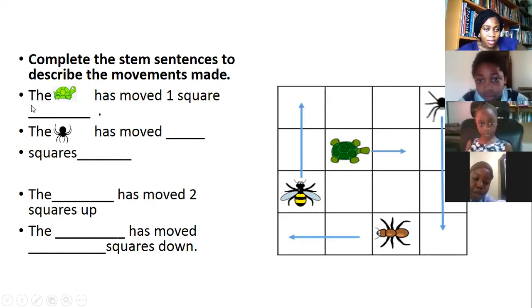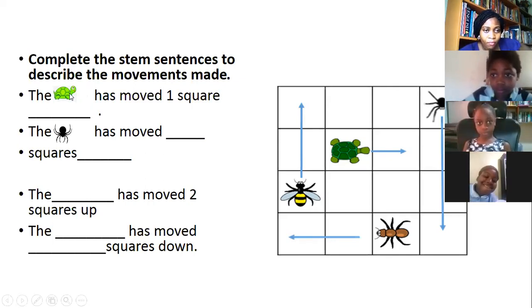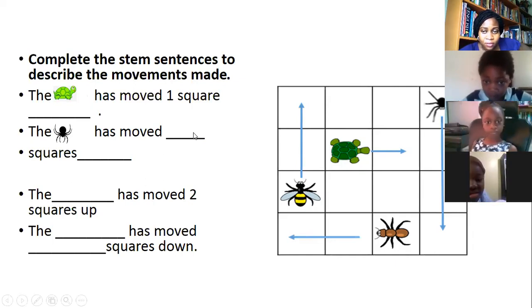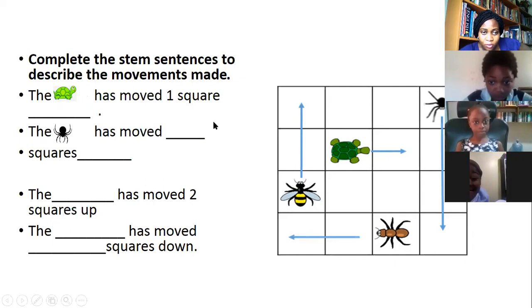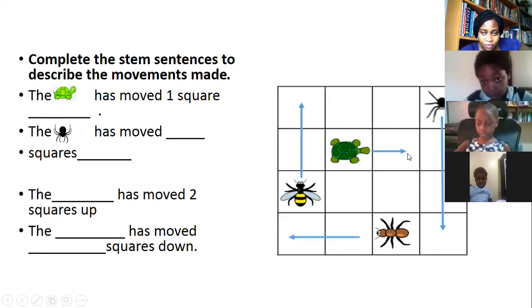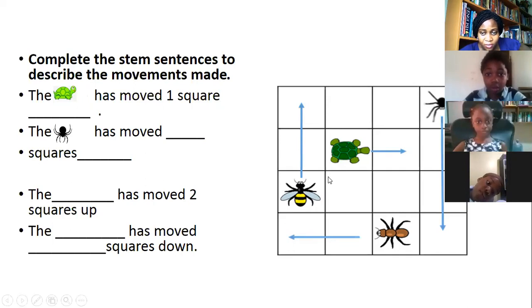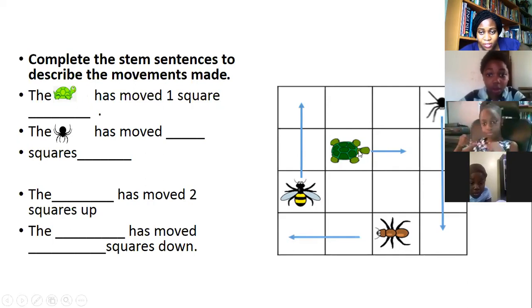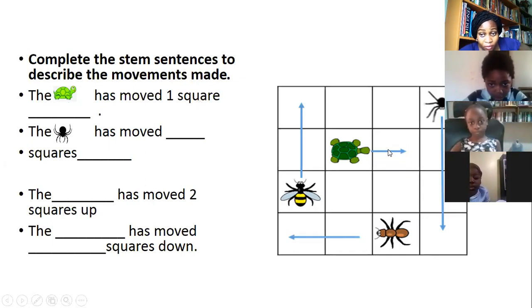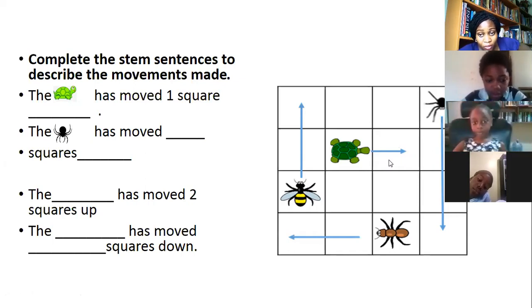Now, let's come to our sentences here. The turtle. Look at, you use the arrows to answer the question. So the turtle has moved 1 square dash. So the turtle is here. Looking at the arrow, the turtle is moving 1 square, just 1 square, because the arrow ends in just 1 square, it doesn't extend to the next square.